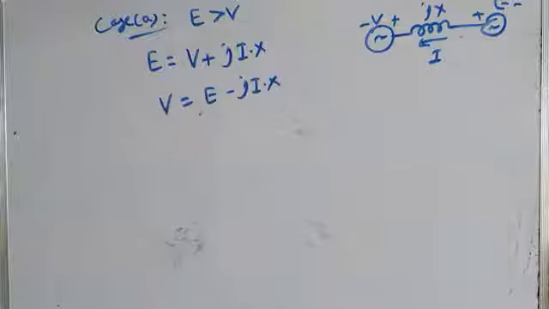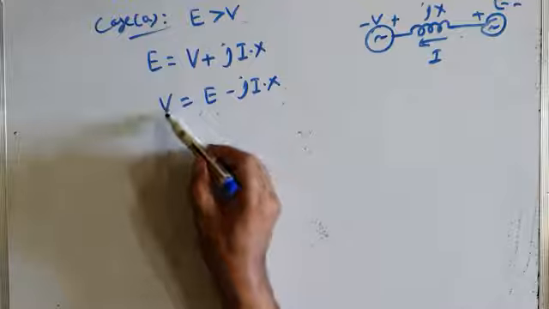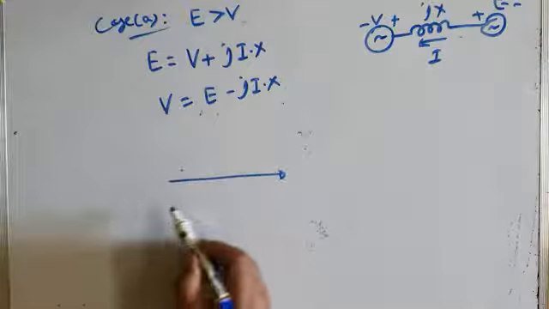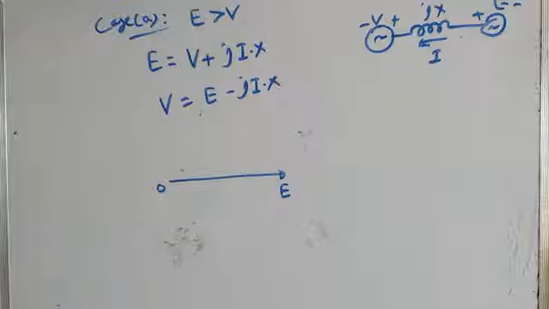If you now draw the phasor diagram, you can either take E as reference or V as reference. Let me take E as reference. The choice is yours. You can take even V as reference. Taking E phasor as reference. Okay. So this is E.